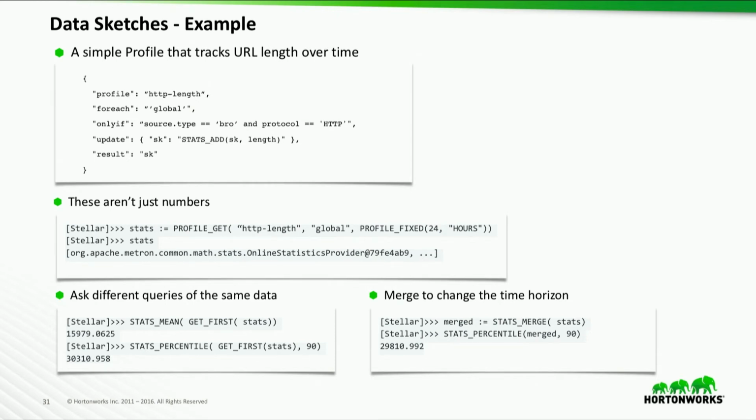For the last 24 hours, I want to grab the HTTP length profile, and the entity name is global. So I want to grab the global distribution of all the HTTP, all the URLs from Bro. And it's going to give me back a list of those profiles. And a list of the distributions is not necessarily useful. What is useful is the one on the right there. I can merge those distributions and ask questions about percentiles, medians, standard deviations, right? Or I can ask it about just the first one, if I want the most recent one.